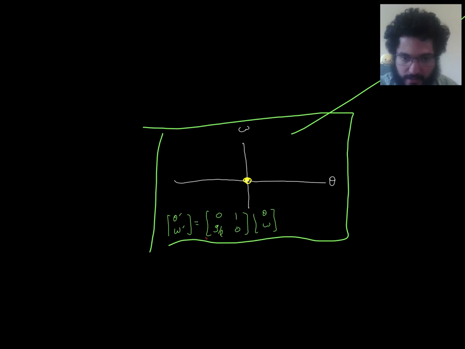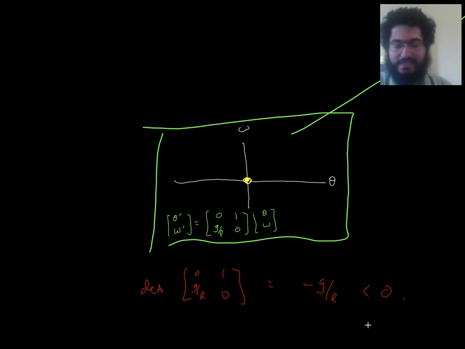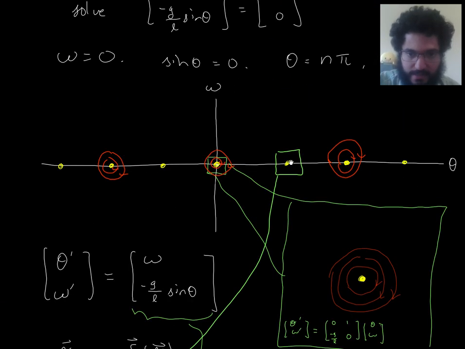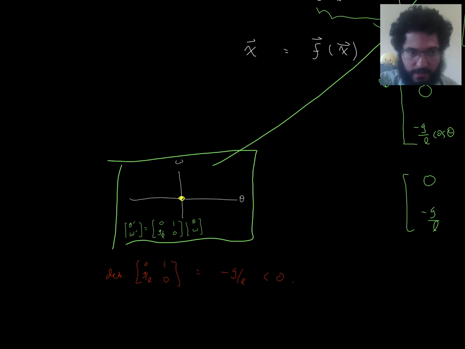So focus on this matrix. What's the determinant of this matrix? It's negative g over L. That's negative. That's easy. It's a saddle point. So we have a saddle point here. Those are always unstable. Okay, well that's what we thought, right? These situations here, here, here, where the pendulum is just standing up balanced, that should be unstable, right? Turns out we get a saddle point in the phase plane.